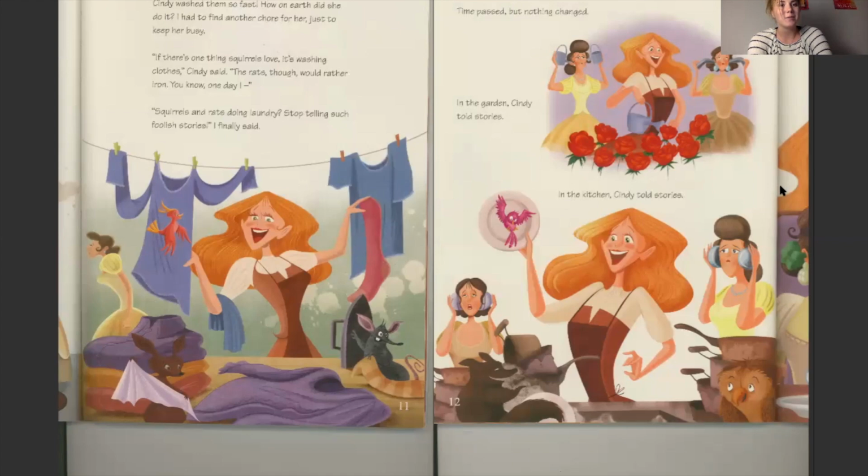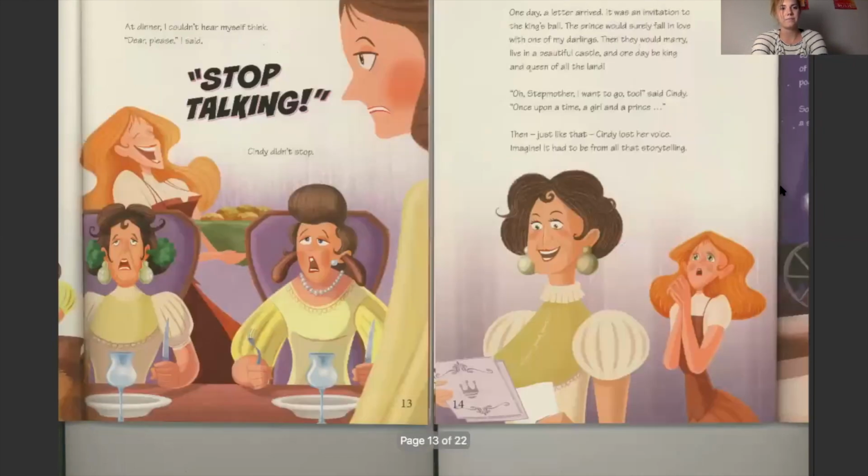If there's one thing squirrels love, it's washing clothes, Cindy said. The rats, though, would rather iron. You know, one day, squirrels and rats doing laundry? Stop telling such foolish stories, I finally said. Time passed, but nothing changed. In the garden, Cindy told stories. In the kitchen, Cindy told stories.